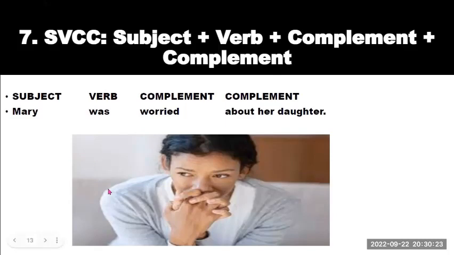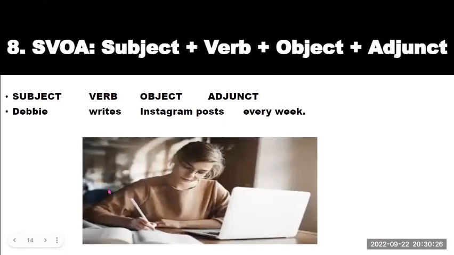Okay, so let's now look at number 8, SVOA. A sentence with the SVOA structure also contains 4 parts: subject plus verb plus object plus adjunct. For example, Debbie writes Instagram posts every week, all right? Debbie writes Instagram posts every week.